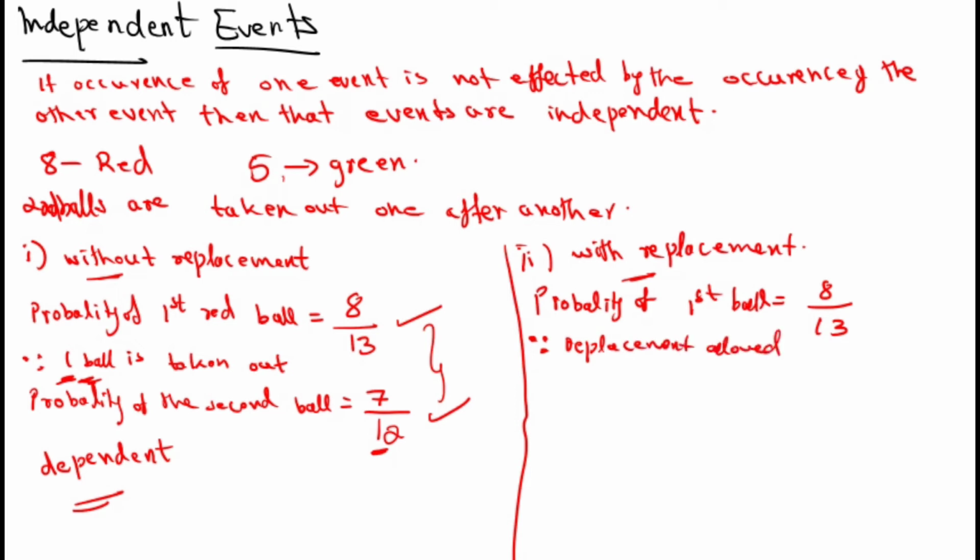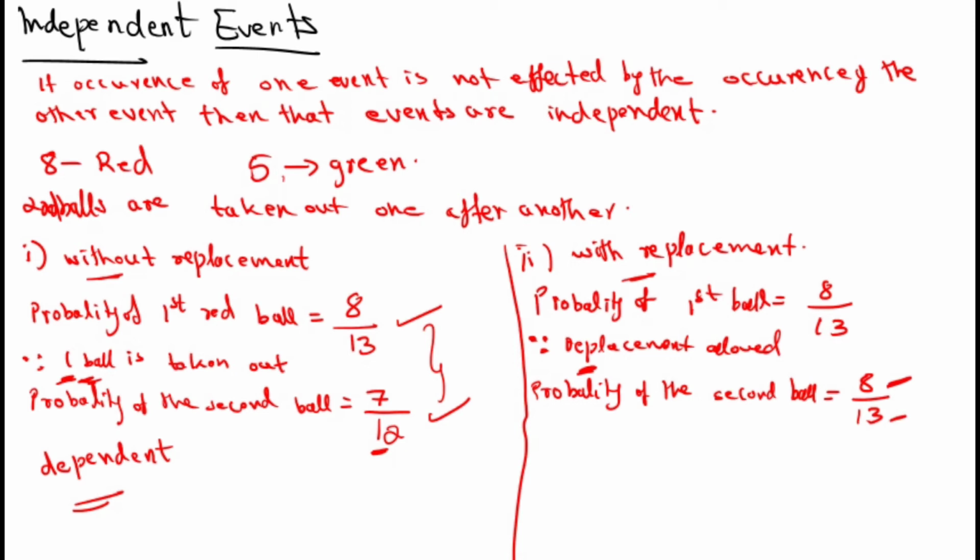Probability of the second ball is equal to, what's the probability of the second ball? See, 8 divided by 13. Why 8 by 13? Since that ball we took outside in the first experiment, again you need to put that back into the box. That time, see, the red ball remains the same, and the total number of balls remains the same.